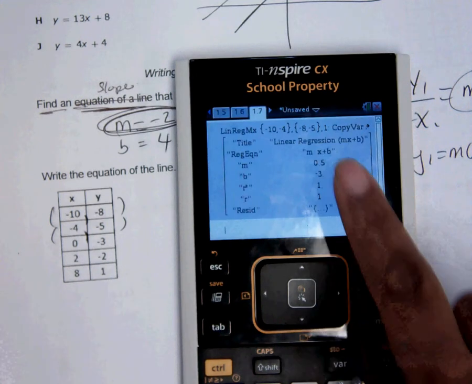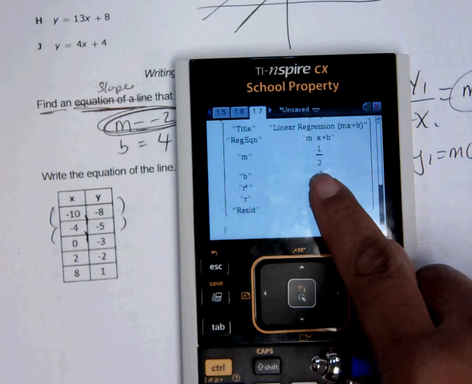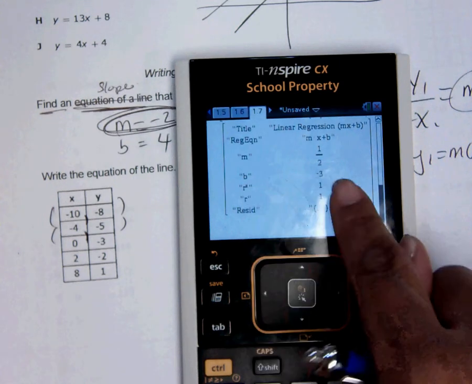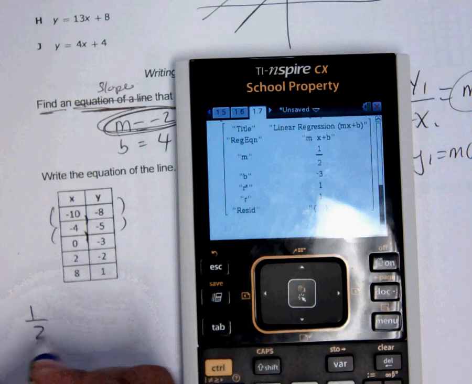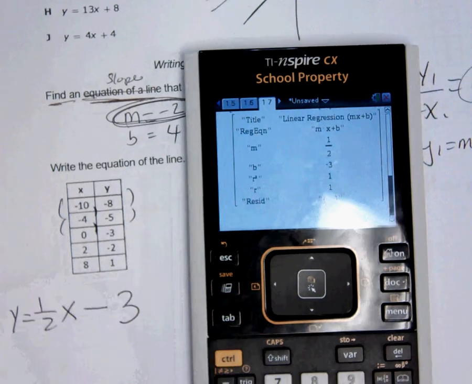And there it is. If you want to make it a fraction, hit menu 2, and it changes it into a fraction. So my slope is 1/2, my y-intercept is negative 3. The answer to this question is y equals 1/2 x minus 3.